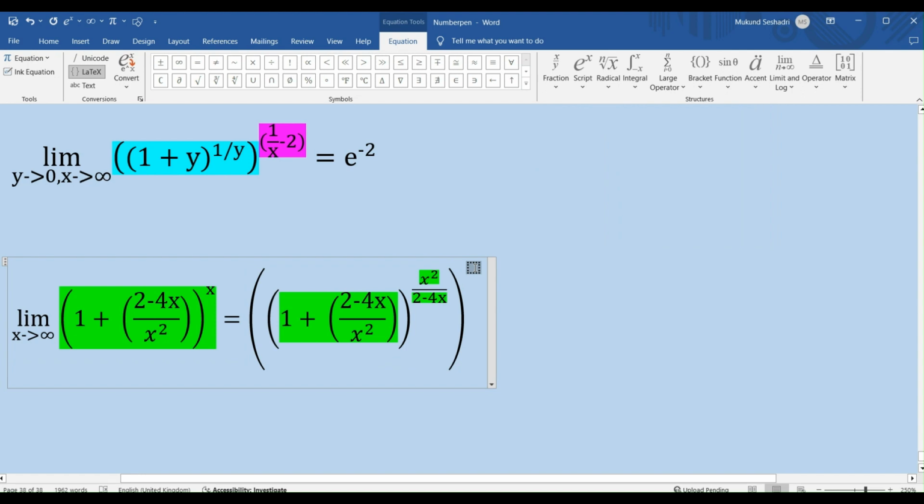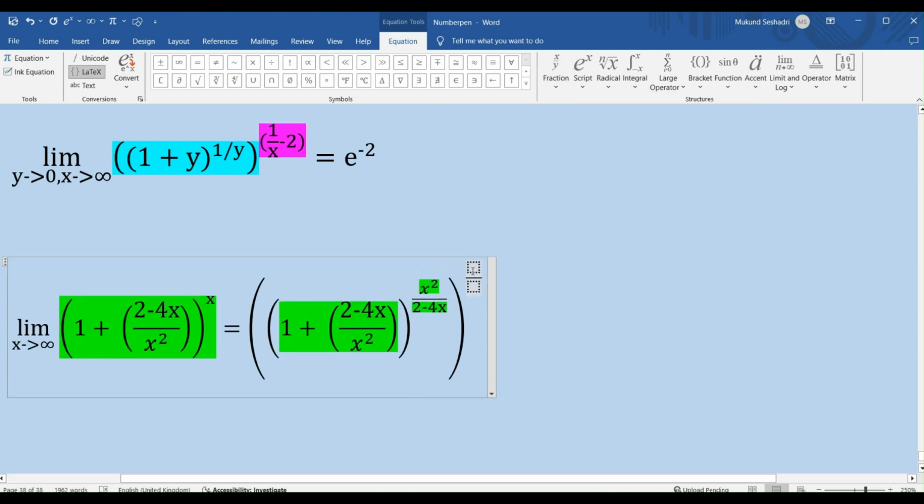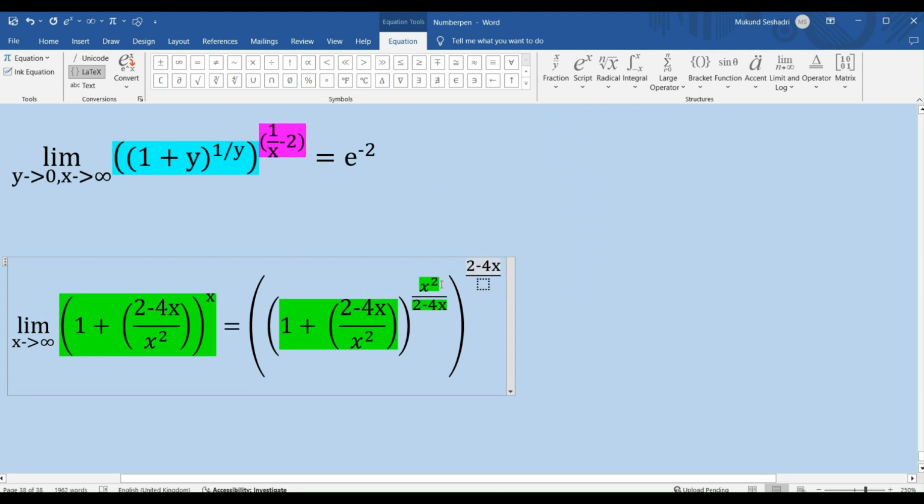Now I'll have to multiply it. Remember, I have the x still. To compensate for what I did, I will have to multiply it by 2 minus 4x by x square. And I still have my x here above, so I can use the x to cancel out 1x of this x square. So what do I get? I get this as x, right? So this is what we have as our revised expression.